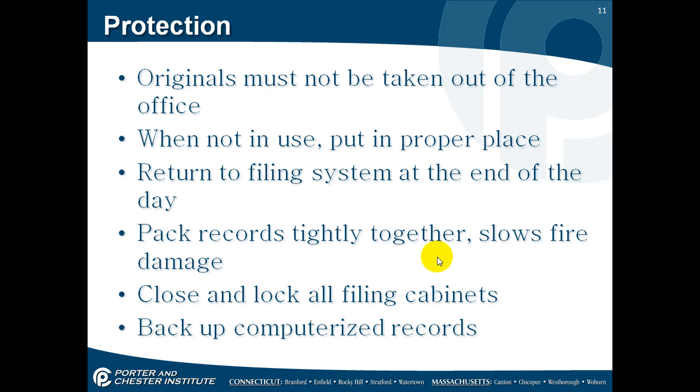It says pack records tightly together for slow fire damage. I mean, I don't even have to talk about that. No, let's have a better thing than just having your files be exposed to fire. So if you have it backed up on computerized records, so much better.